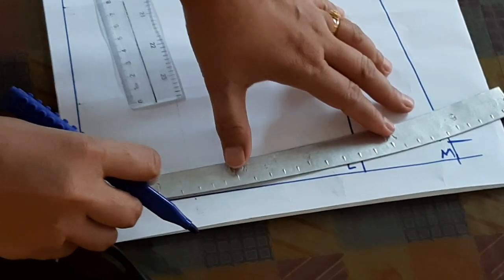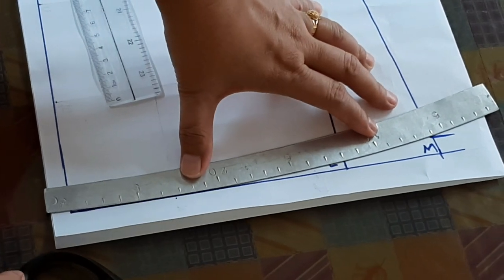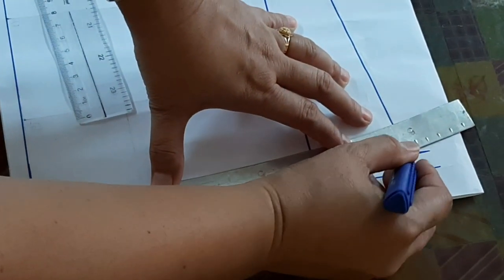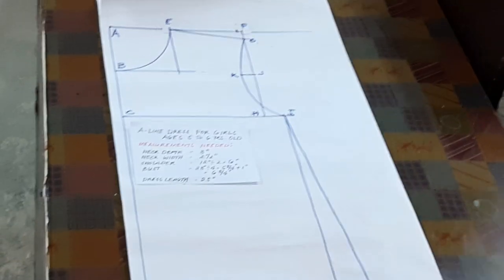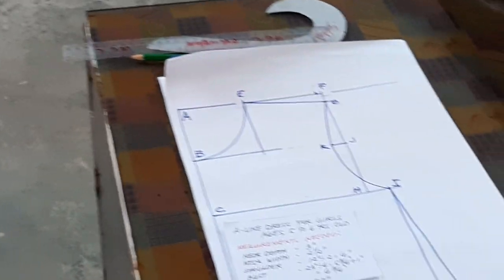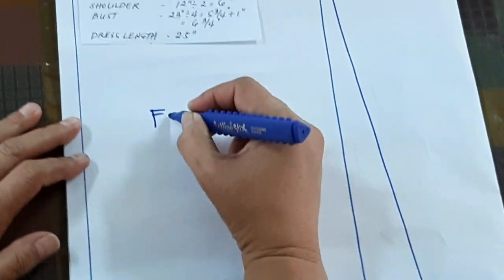Using the hip curve, shape the hemline. So our front pattern for the A-line dress is already done. So this is the front.